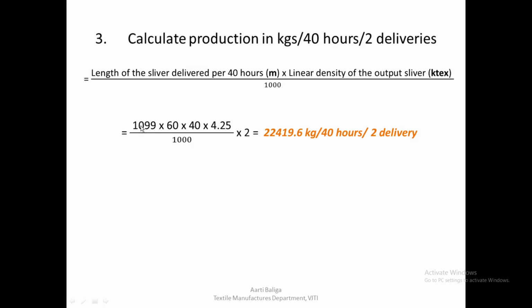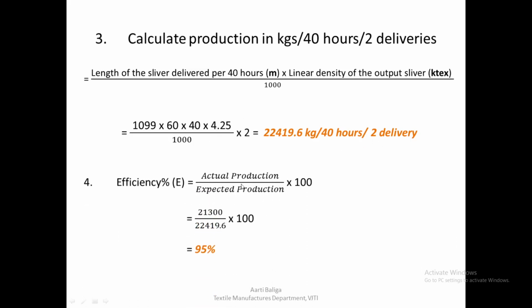So the length delivered was 1099 meters per minute, multiply that by 60, so I get meters per hour, multiply that by 40, so I get meters per 40 hours. Then I multiply it by kilotex, which is 4.25 from the earlier slide. Then divide that by 1000 as usual. And since this value now would give me the production in kgs per 40 hours for one delivery, I multiply that by 2 deliveries to match the actual production value, and I get the answer as 22419.6 kgs per 40 hours per 2 deliveries.